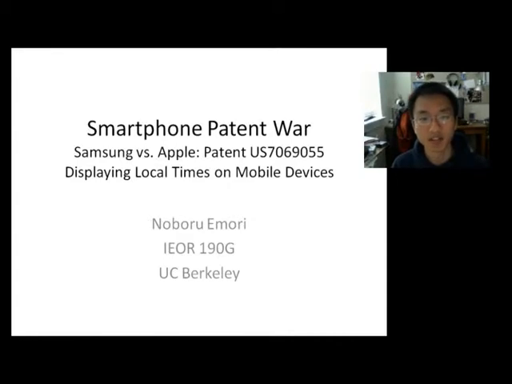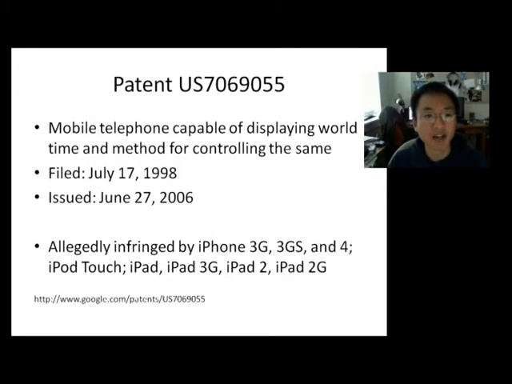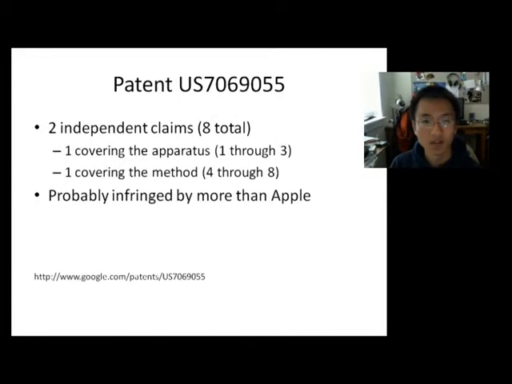This is the second video in a series of videos about one patent. The patent is Patent US7069055. It's about mobile devices displaying local times in different locations. It was filed in 1998 and issued in 2006. The patent belongs to Samsung, and Samsung claims that Apple's products, including the iPad and iPhone, are infringing on the patent. So this week we'll take a closer look at what the patent is actually about.